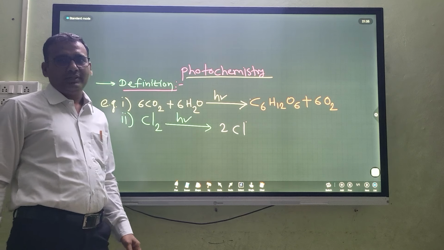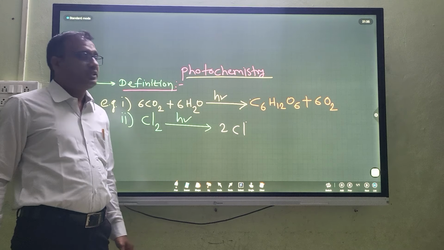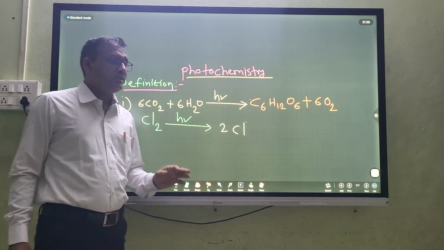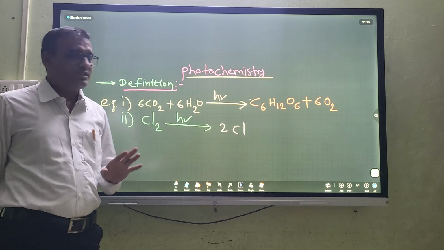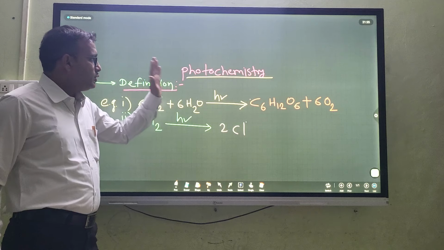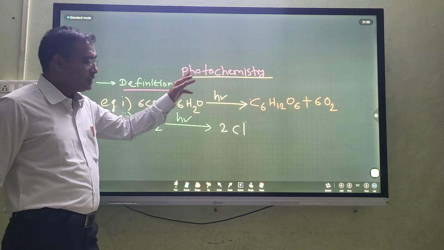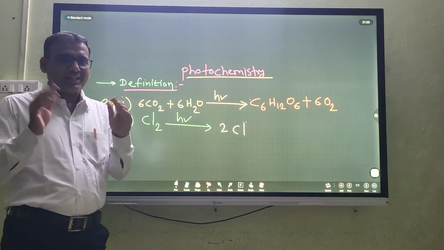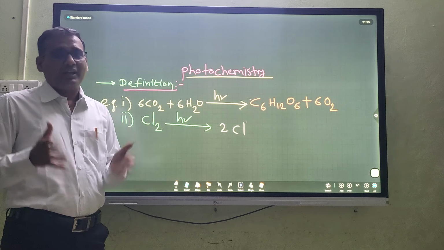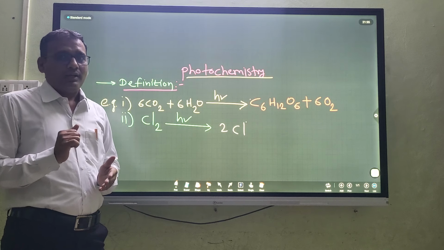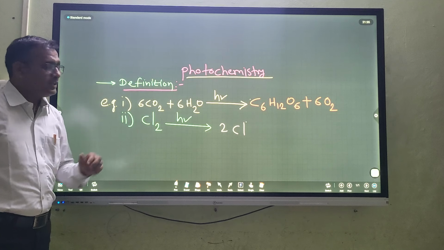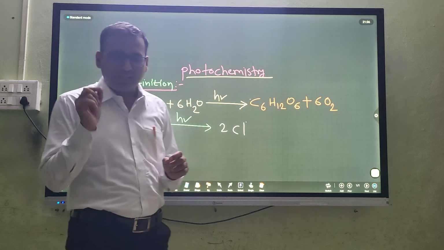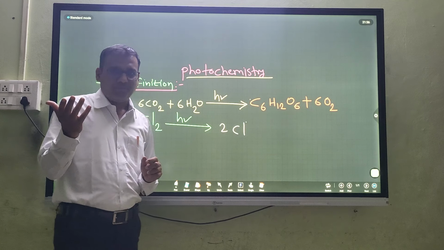Good afternoon, everybody. Today we will see the chapter photochemistry. The photochemistry chapter is a very important chapter for our BSc students, because the interaction of light in a chemical reaction is very important. The definition is that photochemistry is the interaction of light with a chemical substance to give the product.